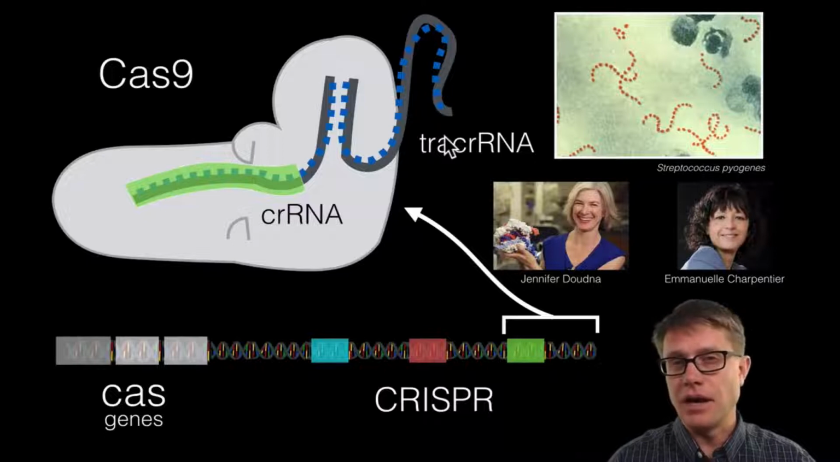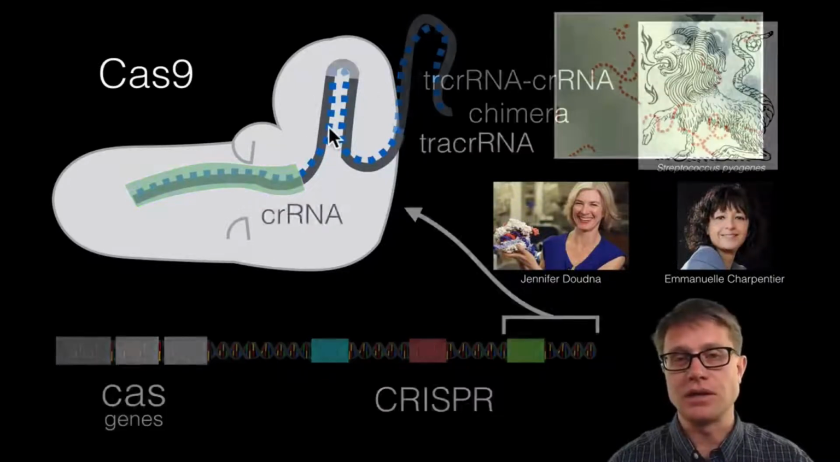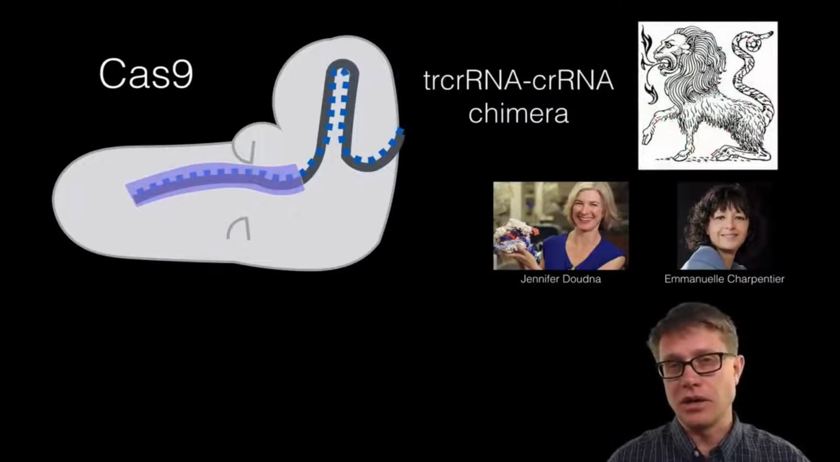But what the lab thought is, wouldn't it be cool if we could modify this whole system? Use the one Cas9 protein, but let's put our own sequence of DNA right here. And then if we could somehow connect these two together, we'd have a really simple system, and that's what they did. They created the tracer RNA, CRISPR RNA, 𝕃𝕚𝕤.